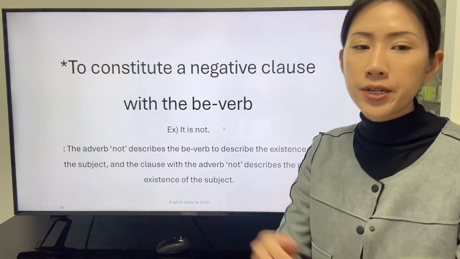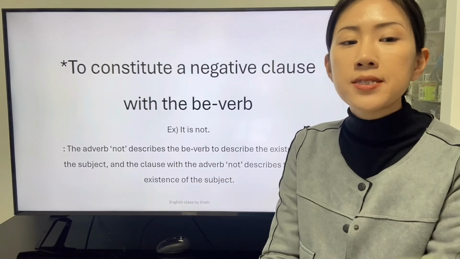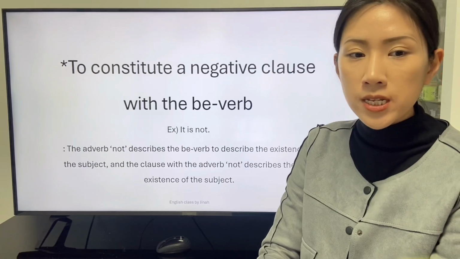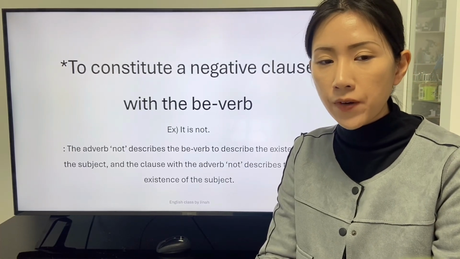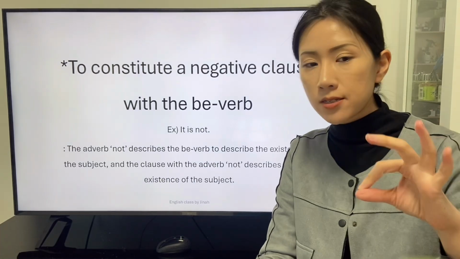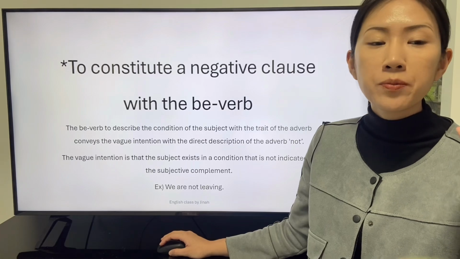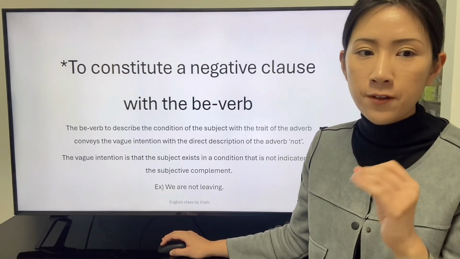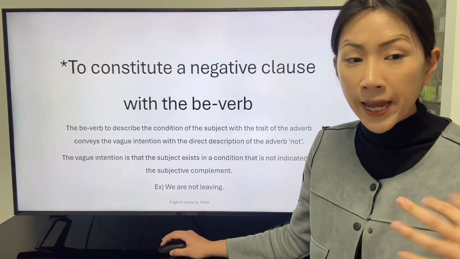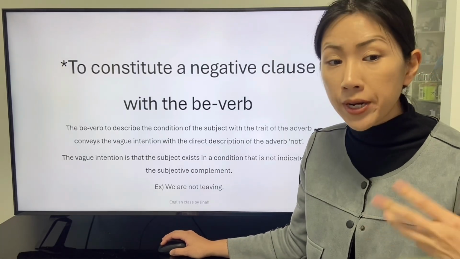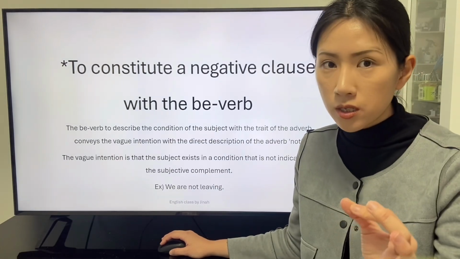There is an exemplary clause. It is not. The adverb not describes the be verb to describe the existence of the subject, and the clause with the adverb not describes the non-existence of the subject. The be verb to describe the condition of the subject with the trait of the adverb conveys a vague intention with the direct description of the adverb not.